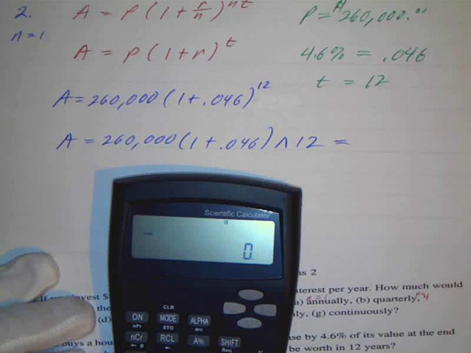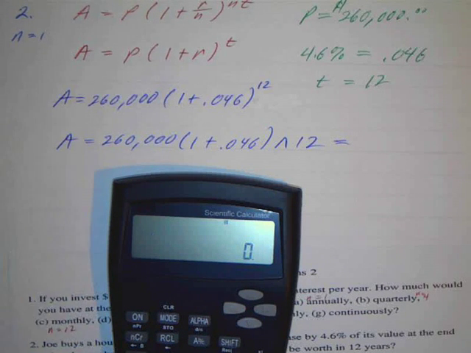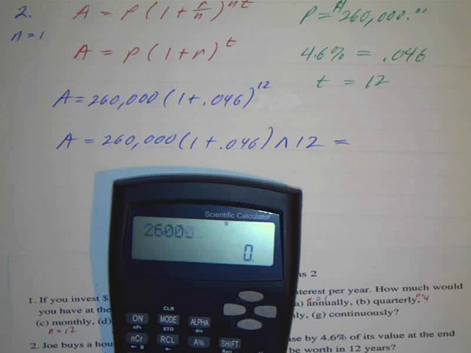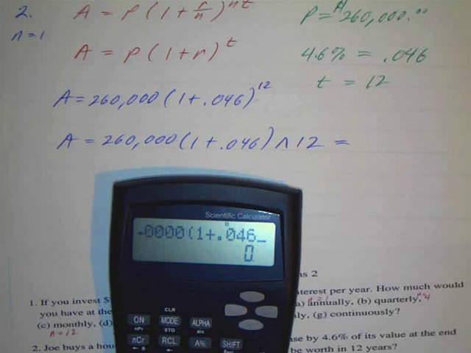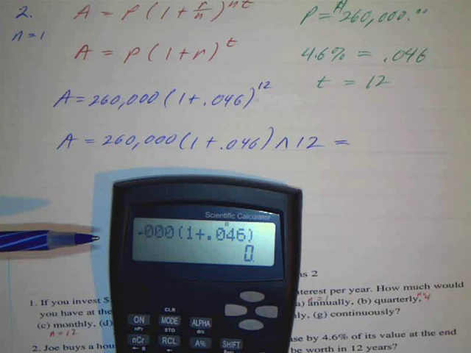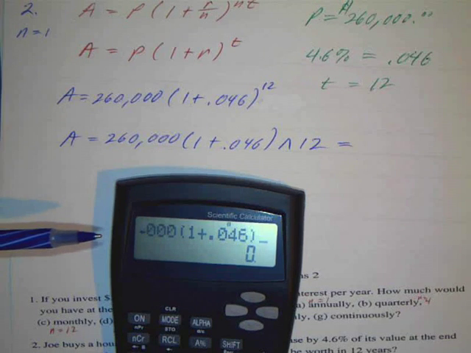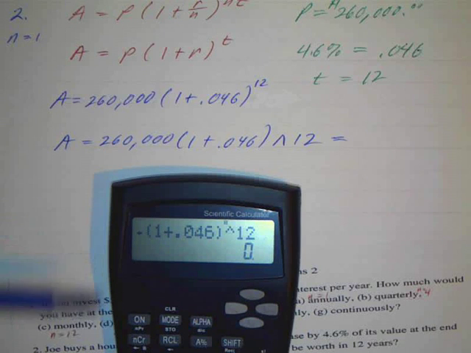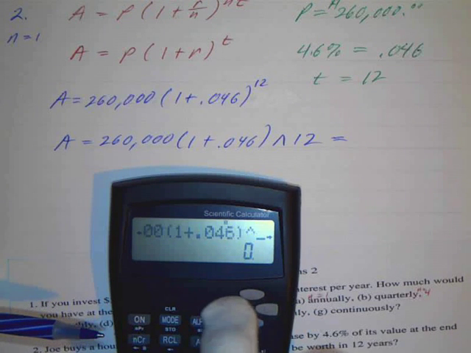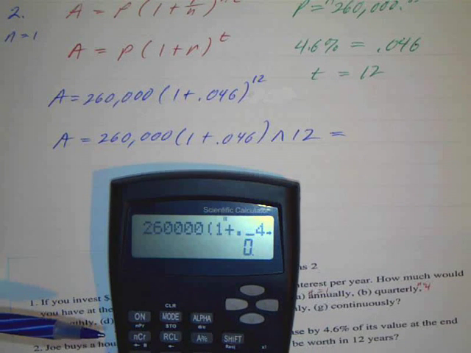So 260,000, so I'm just using this method over this calculator line over here: 260,000, parentheses, 1 plus 0.046, parentheses. Double check, make sure it's in right, and then caret 12. And like I said, you can use these little arrows here just to make sure you got everything in right. And then press enter or equals, and you got your answer.